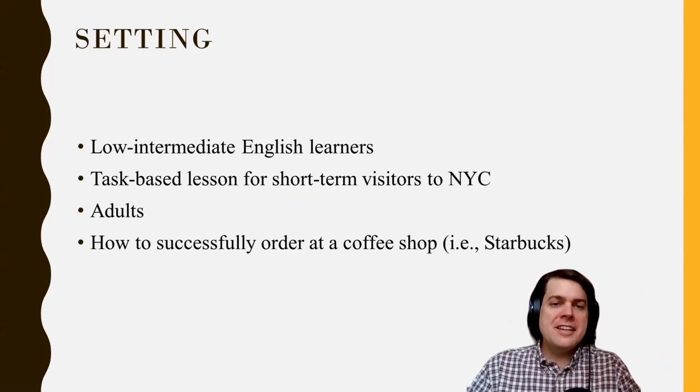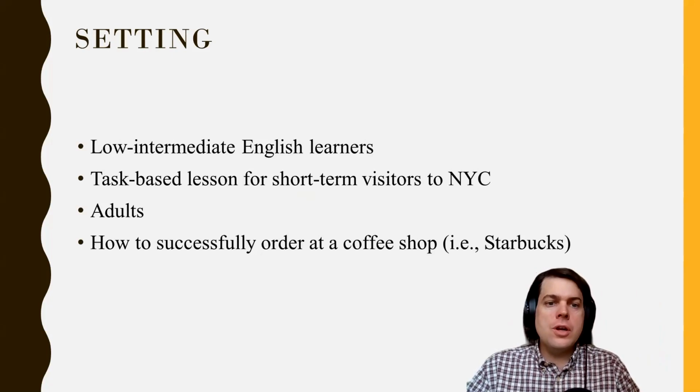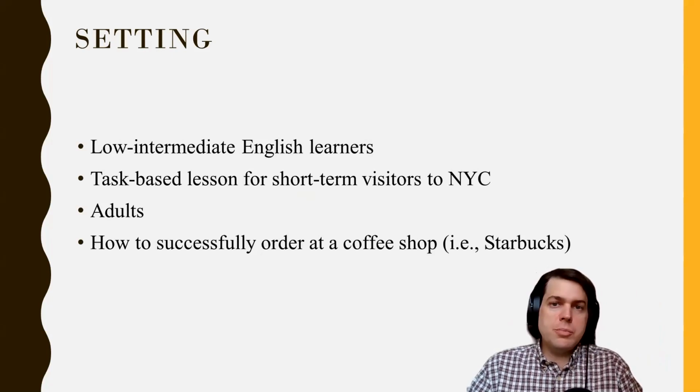Hi, everybody. This lesson is designed for low intermediate English learners. Specifically, I have planned this for adults who are visiting New York City in the summer. Most of them are here just for a short time, and they're interested in exploring the city and enjoying being a tourist here. And a lot of them are looking to improve their English so that they can do that better.